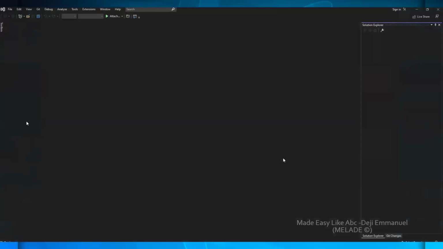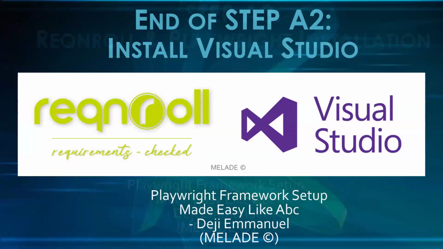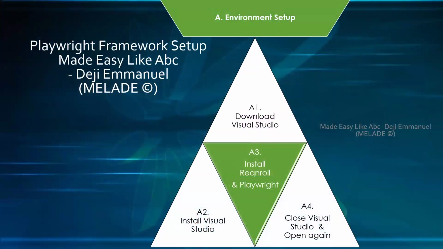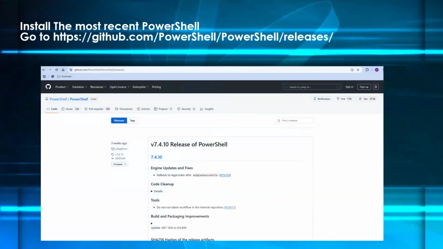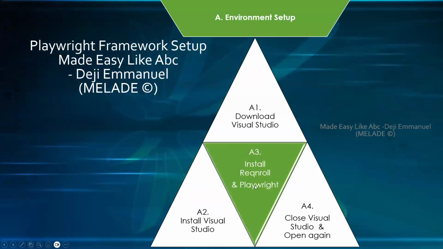So that would give you the installation, which is now completed anyway. And the next one is to install the Reqnroll extension, right? So for you to do that, the first thing I ask you to do, because this is what we are trying to do, we want to install Playwright and the Reqnroll extension.